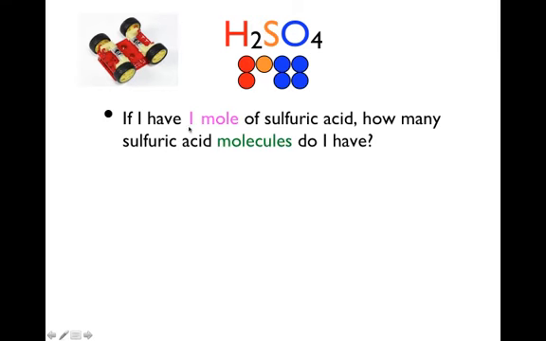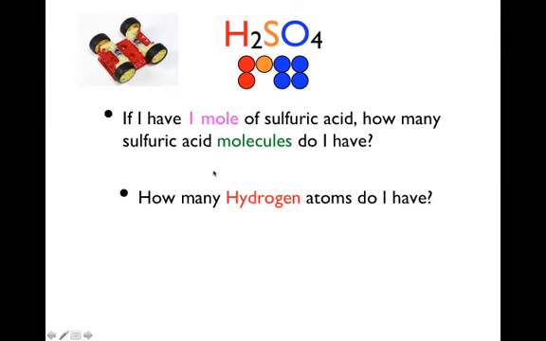First question is, if I have 1 mole of sulfuric acid molecules, how many sulfuric acid molecules do I have? You can pause here to try and address this question. This one should be relatively straightforward. If you have 1 mole of sulfuric acid molecules, how many molecules do you have? Well, 1 mole is 6.02 times 10 to the 23 things. So 1 mole of sulfuric acid molecules is 6.02 times 10 to the 23 sulfuric acid molecules. So that one is relatively straightforward as long as you know what 1 mole equals.